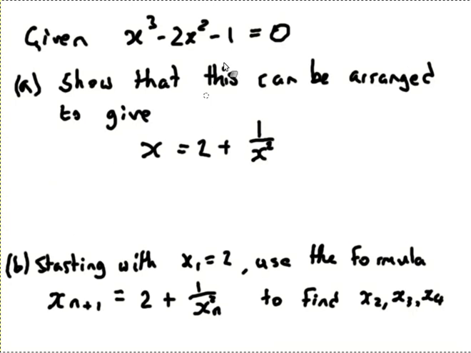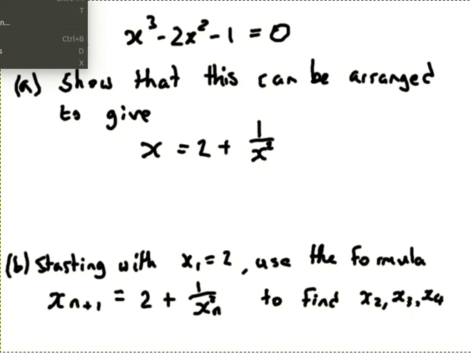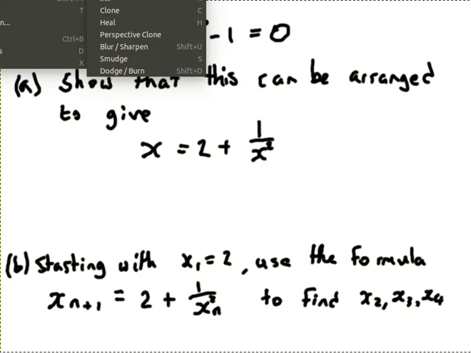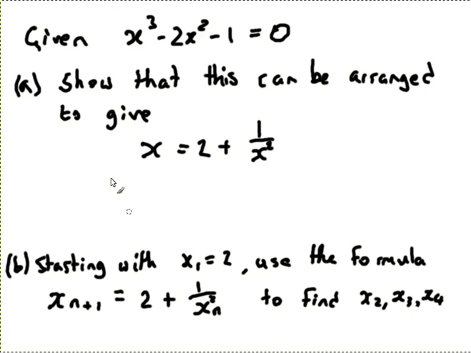So we've got to rearrange this equation here, the very first equation that we have here, we've got to rearrange it into the equation beneath it, x equals 2 plus 1 over x squared. So let's have a go at that.